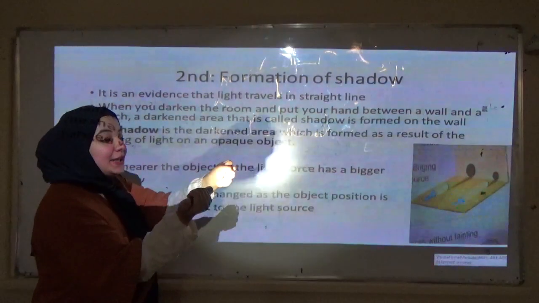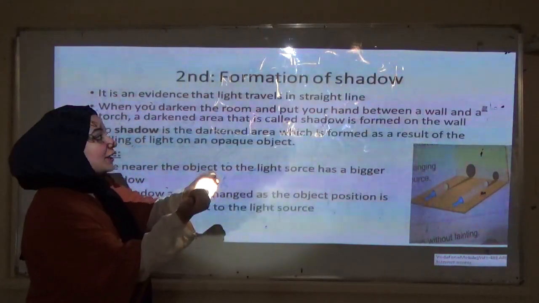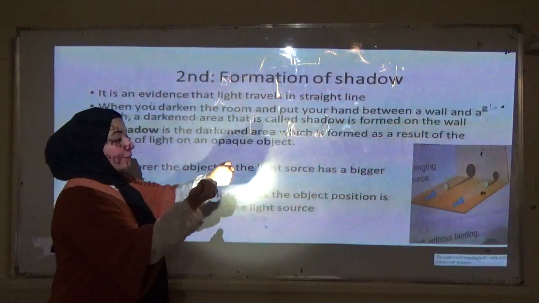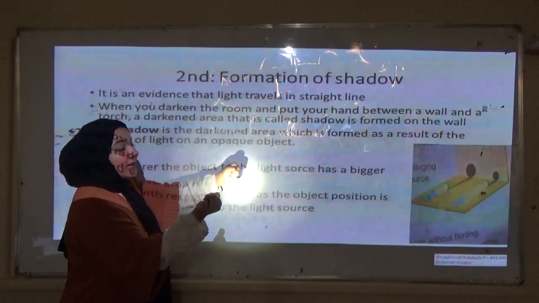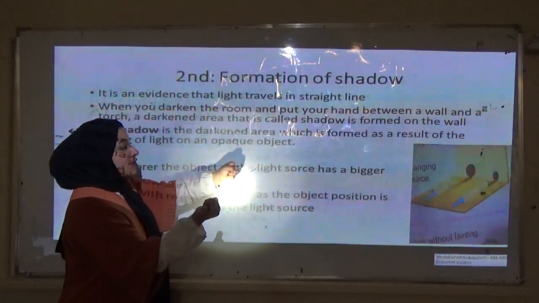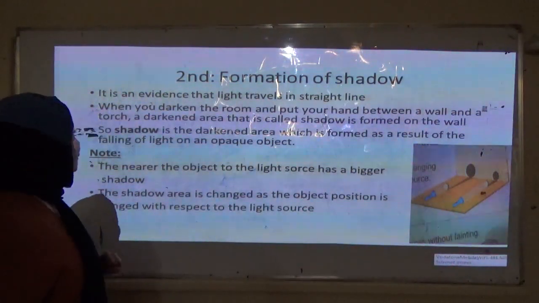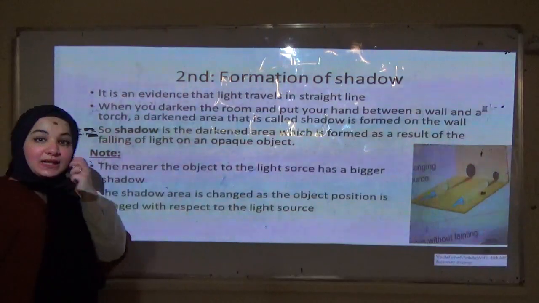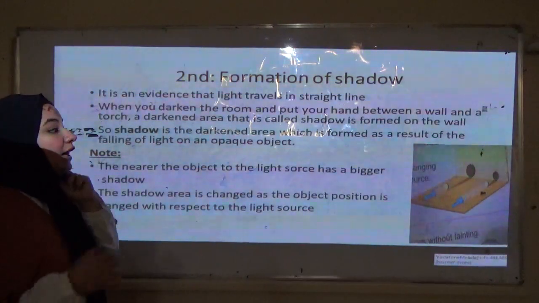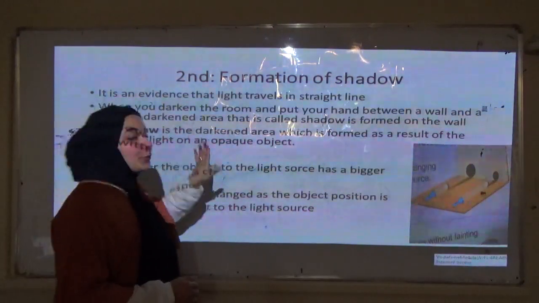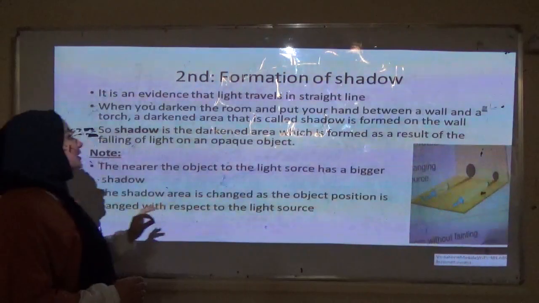If I get near to the source of light, the shadow becomes bigger. If I come far from the source of light, the shadow becomes what? The shadow becomes smaller. So, formation of shadow. It's the evidence that light travels through a straight line. Another experiment to prove that light travels in a straight line.